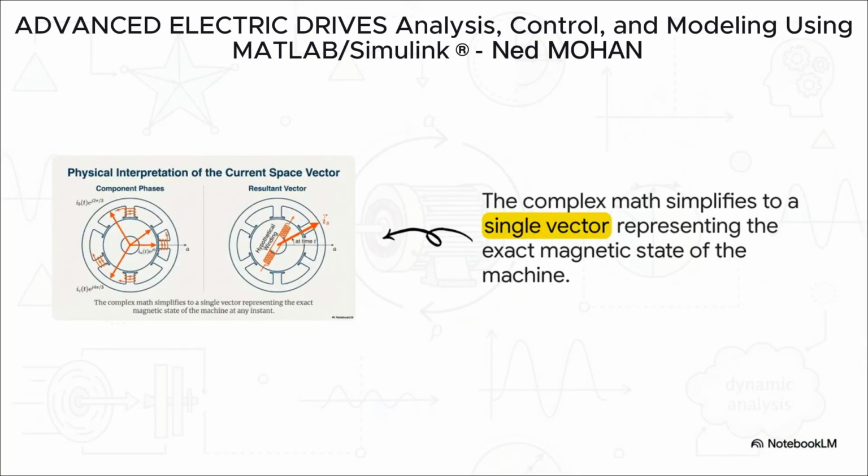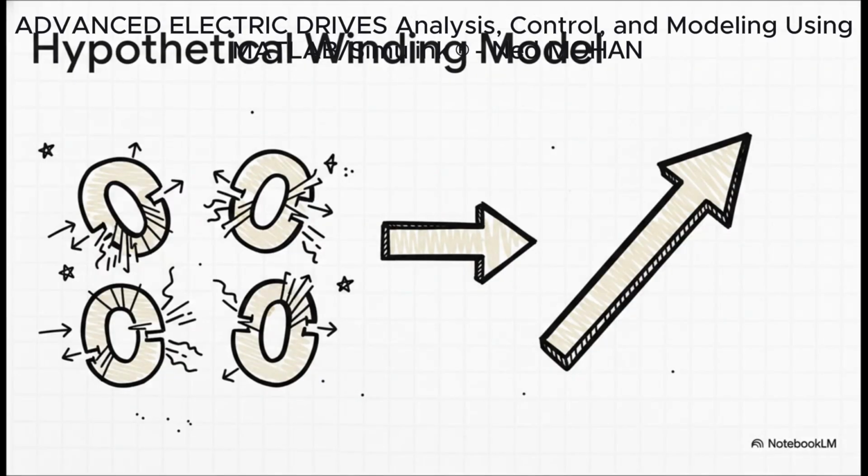And this picture says it all. Look at the left. That's the reality, right? 3 different windings, 3 different currents, all interacting. It's complicated. Now look at the right. That's the beauty of the space vector. We can represent that entire magnetic mess with just one single imaginary winding. It's the same exact effect, but way, way simpler. And here's the bottom line. This hypothetical winding, it's not physically there, of course, but it acts exactly like the real three-phase system.